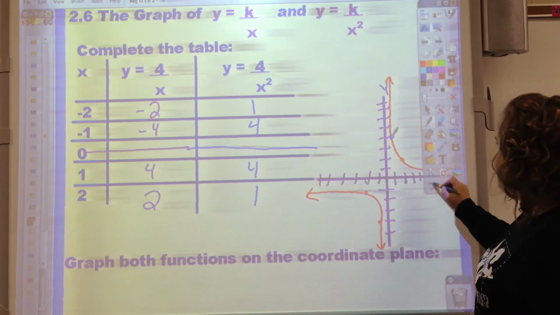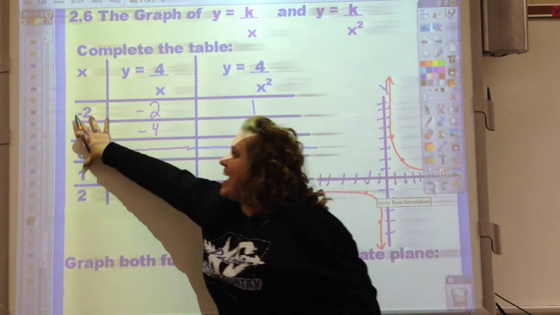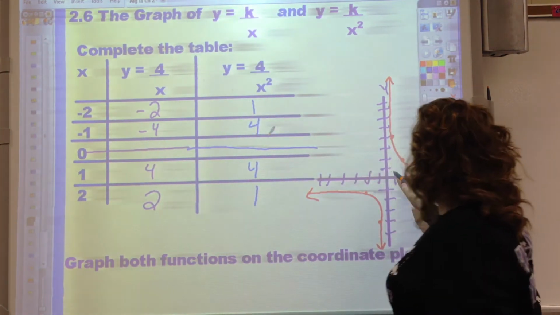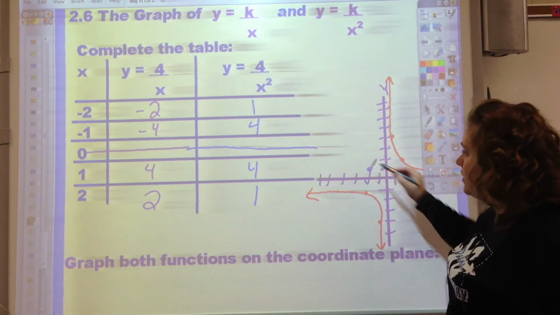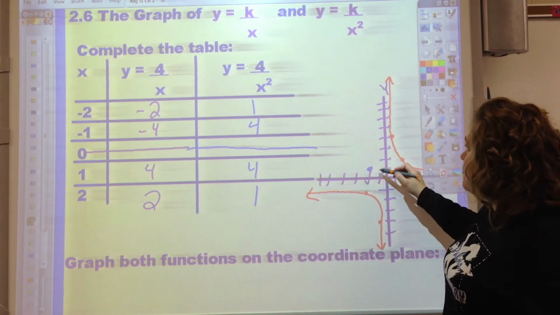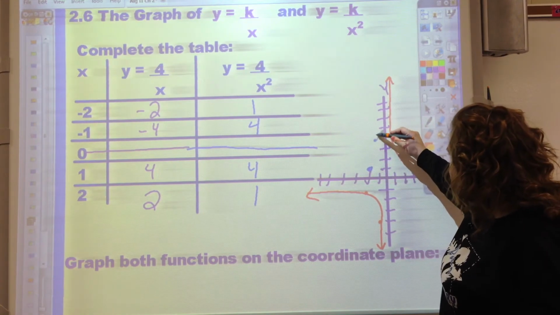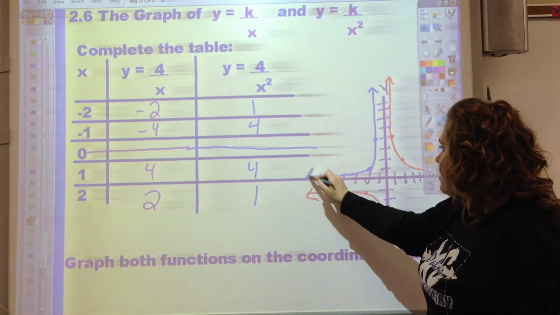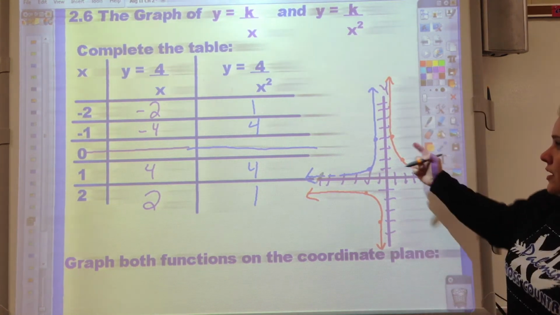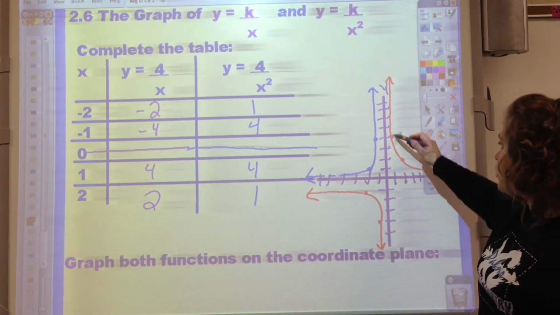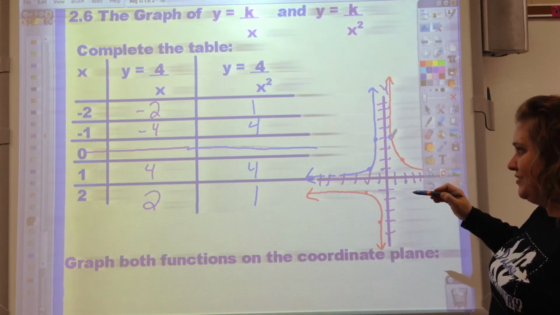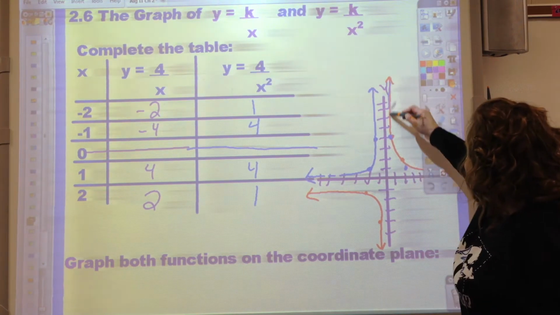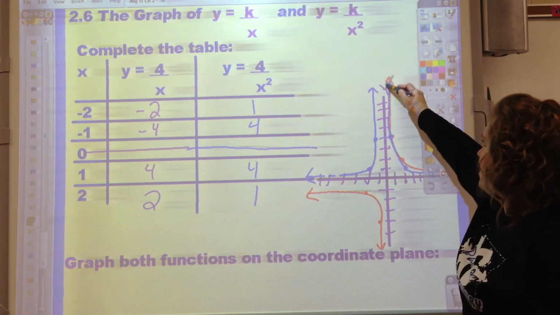I'm sorry. Whoops. I'm working with x and y. Sorry, my x is negative 2. My y is positive 1. So negative 2, positive 1 happens right here. Negative 1, positive 4 happens right here. And now I'm watching this shape happen. Now on this side over here, when x is 1, y is positive 4. And when x is 2, y is 1. So now I'm seeing this shape happen again.